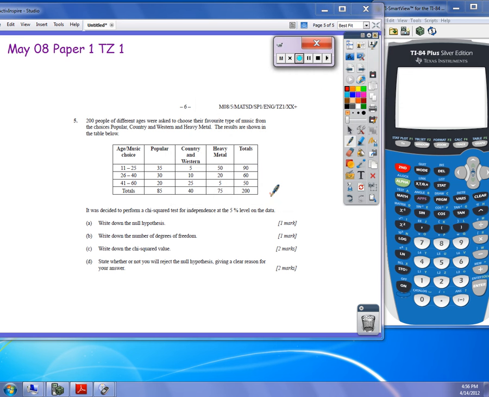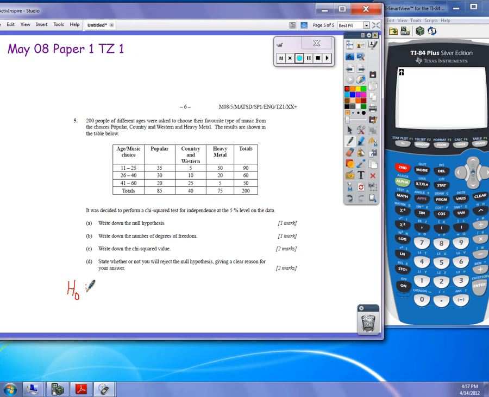Problem 5 is a statistics problem using the chi-squared test of independence, and I'm looking at the relationship between people's age and their choice of music. So part A asks me to write down the null hypothesis.